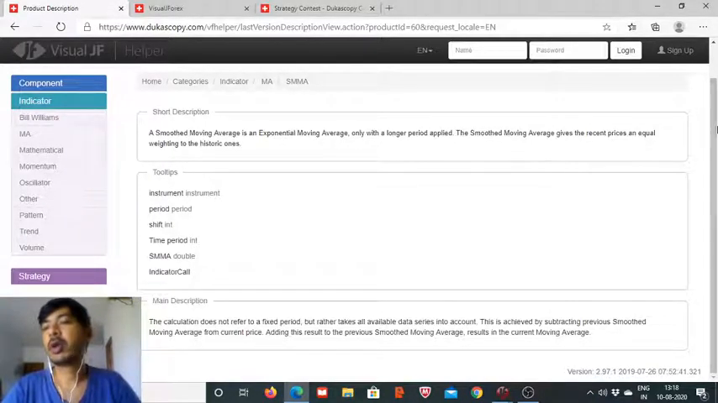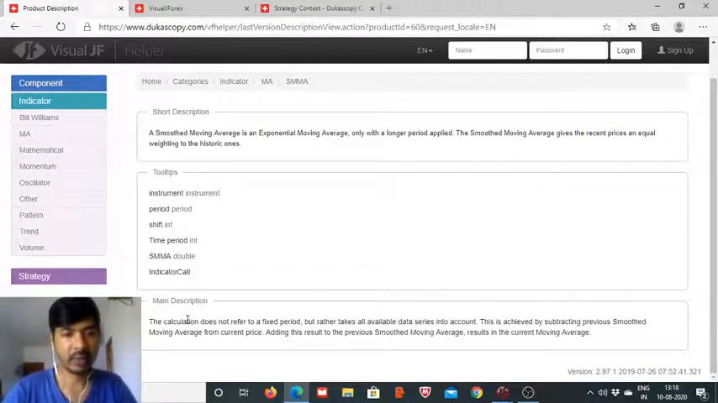We will not go into the details of the calculation. I think you can get the formula for that from a simple search on the internet. Here we are basically focused on its description and then its functionality on the Visual JForex platform as well as on the JForex charts. So we will see that here from the main description. I will briefly read this out.